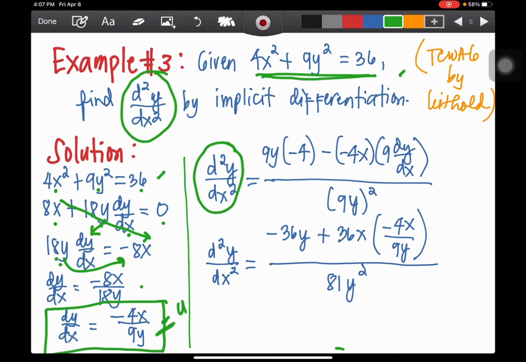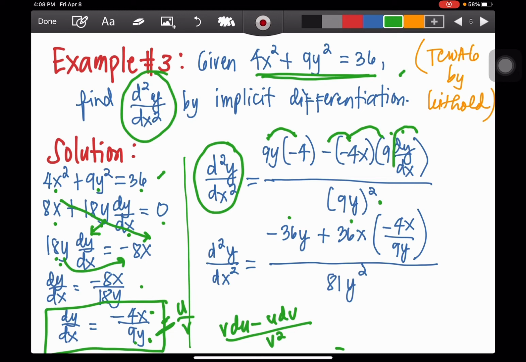So we apply our u over v rule, which is v du minus u dv all over v squared. So we have 9y. Then the derivative of negative 4x is negative 4, minus negative 4x times the derivative of 9y, which is 9 dy/dx, because we are differentiating y, all over the square of the denominator, which is the square of 9y. Okay, now after which we are going to multiply 9 times negative 4 to come up with negative 36y. The negative times negative 4x is positive 4x times 9 is positive 36x.